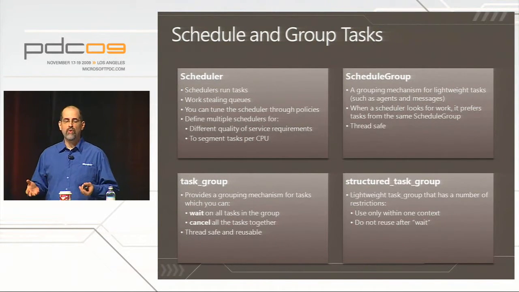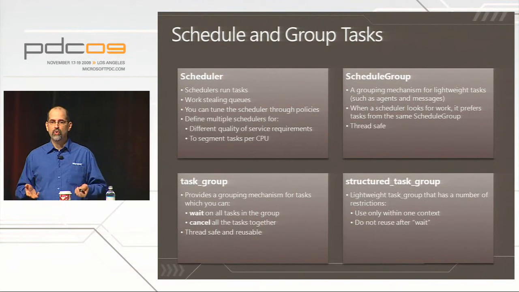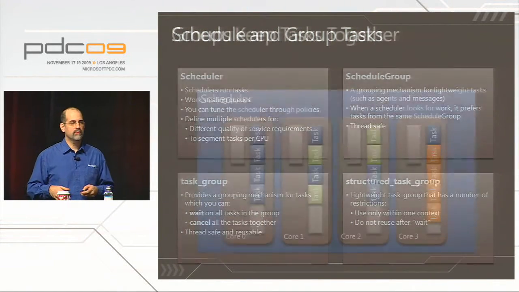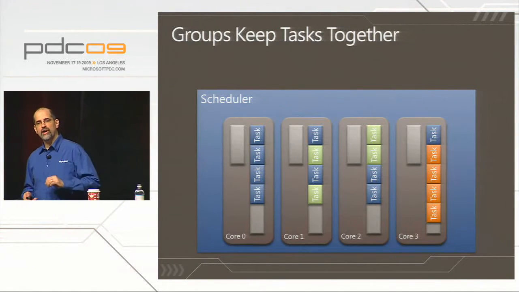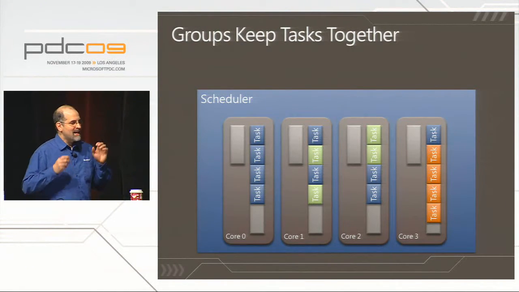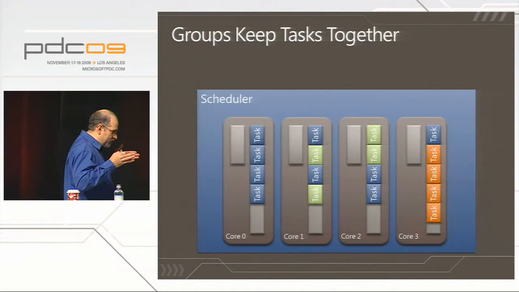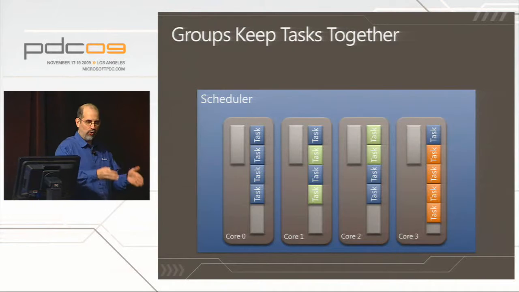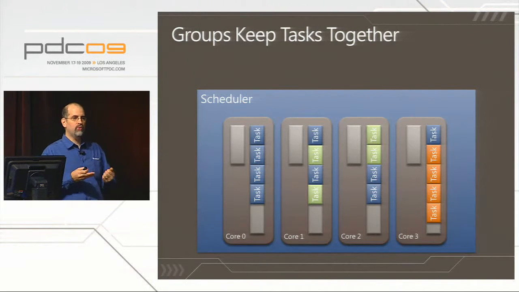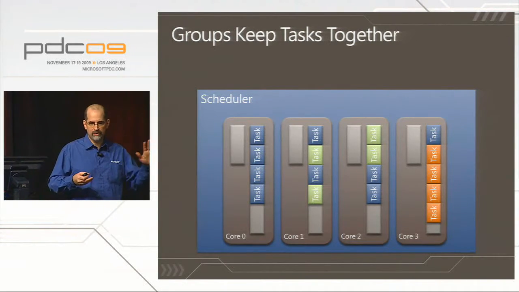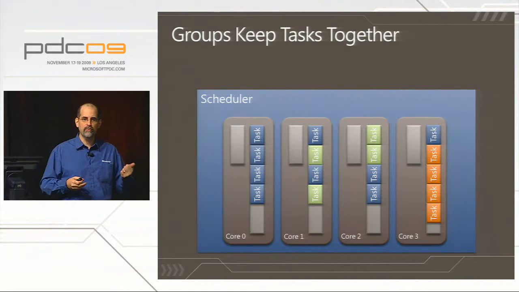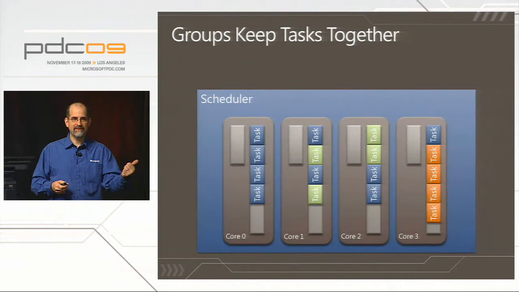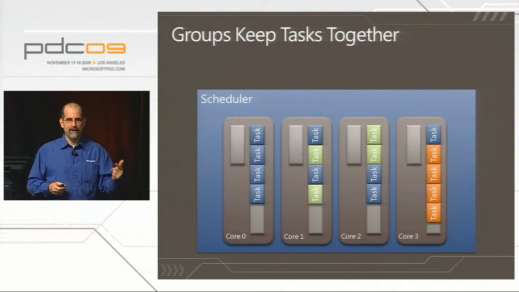Schedulers are the things that run the tasks. They provide work stealing queues, and you can define multiple ones. We'll talk about that. Let's first talk about those groups. For each scheduler instance on a core, there are two queues that we really pay attention to. There are multiple queues, but there are two that you might want to think about. One is what's queued up to run, what's capable of being run right now, and the other is a local queue.